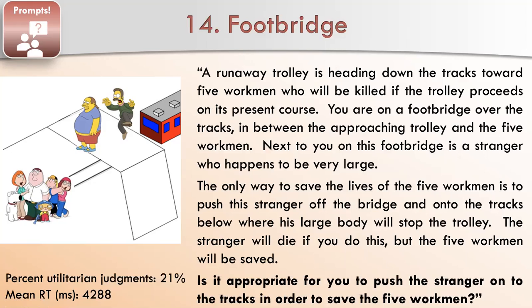I don't know. Footbridge. A runaway trolley is headed down the tracks toward 5 workmen who will be killed if the trolley proceeds. You are on the footbridge over the tracks in between the approaching trolley and the 5 workmen. Next to you on this footbridge is a stranger who happens to be very large. The only way to save the lives of the 5 workmen is to push the stranger off the bridge and onto the tracks below, where his large body will stop the trolley. The stranger will die if you do this, but the 5 workmen will be saved.